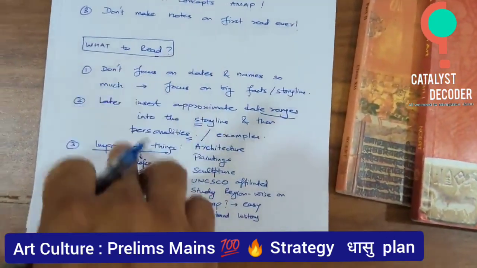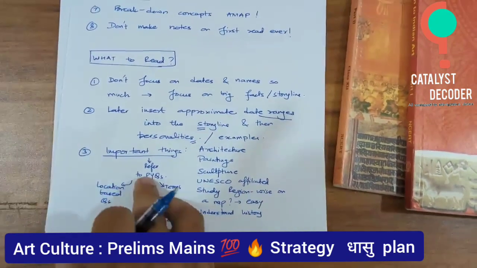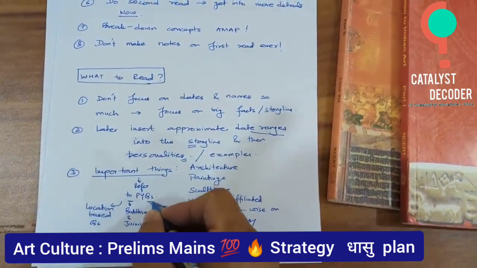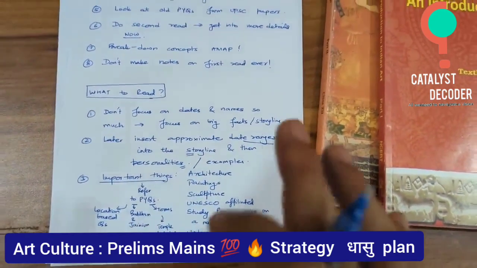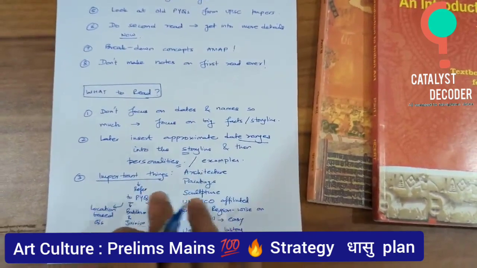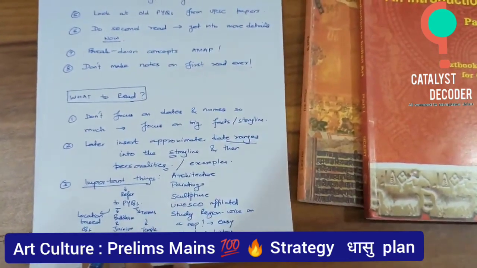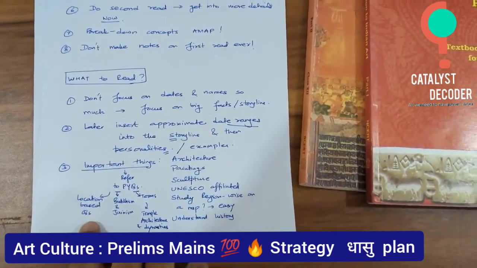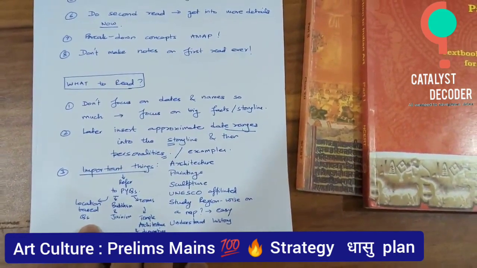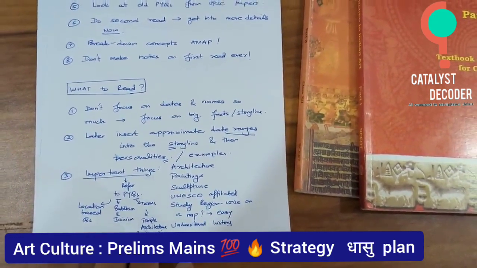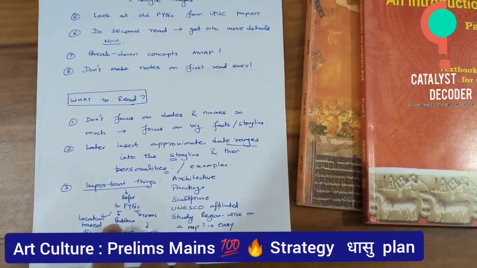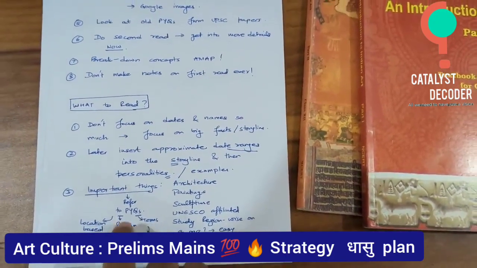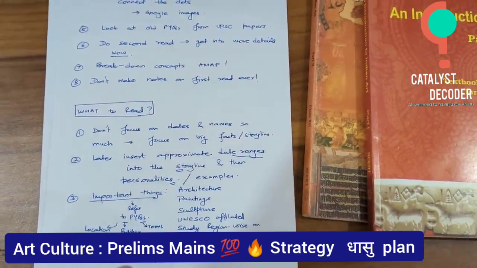Now, so what to read? In what to read, refer to the previous year questions whenever you are trying to find out what are the important things. What are the most important things that you need to remember from these books? I did my little analysis of the previous year questions. What I found was UPSC likes to ask a lot of location based questions. From which area this particular painting comes from, or sculpture comes from, or this particular style of temple comes from.